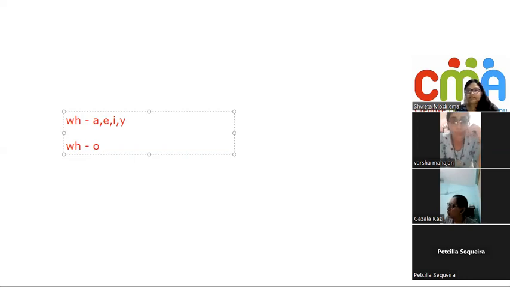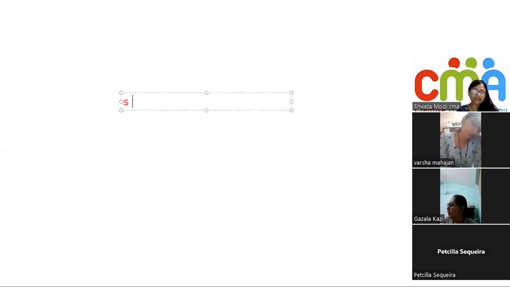Then we have next S. We have already talked about S. If it is surrounded by vowels, then it gives the sound of letter Z. Okay, if you have a vowel, then S, and then again a vowel, that means on both sides it has a vowel, then it gives the sound of letter Z.